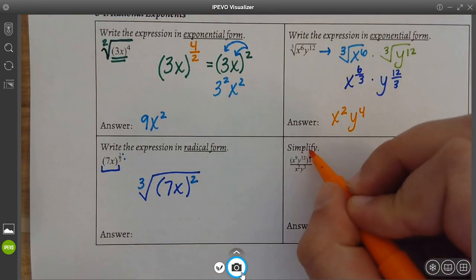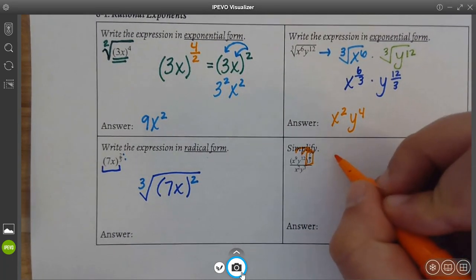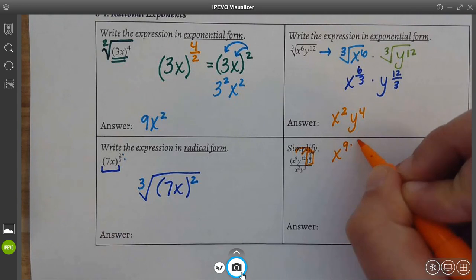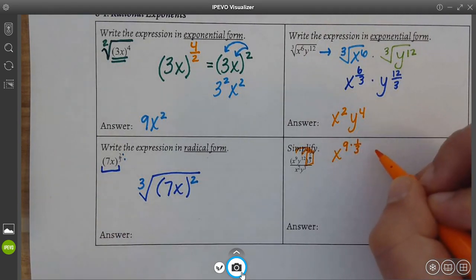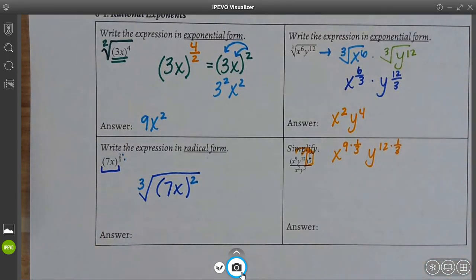So I'm going to take this 1/3 and I'm going to apply it to both of my 2 terms in my problem. Y to the 9th times 1/3. That's my property of exponent there. Y to the 12th times 1/3. And that's all I can do in my numerator right now.